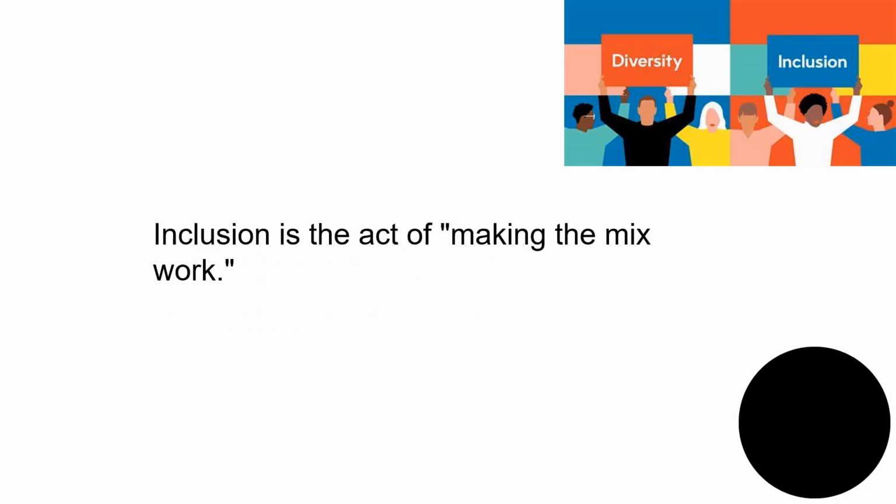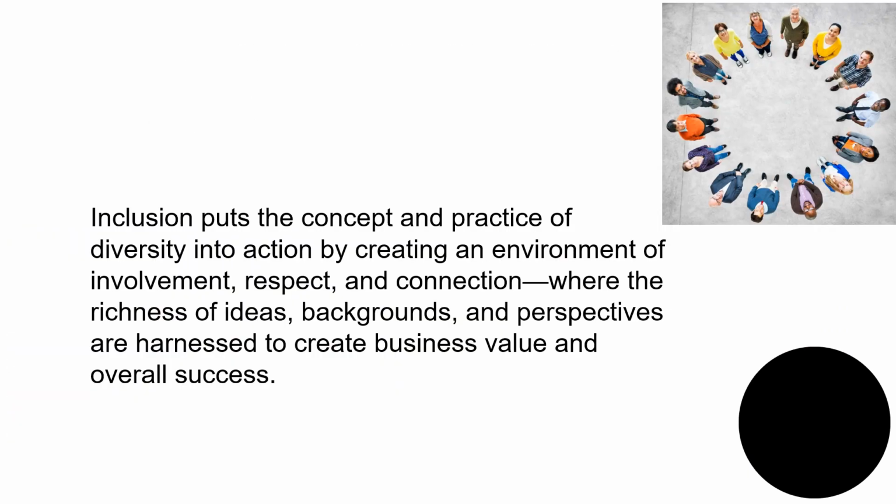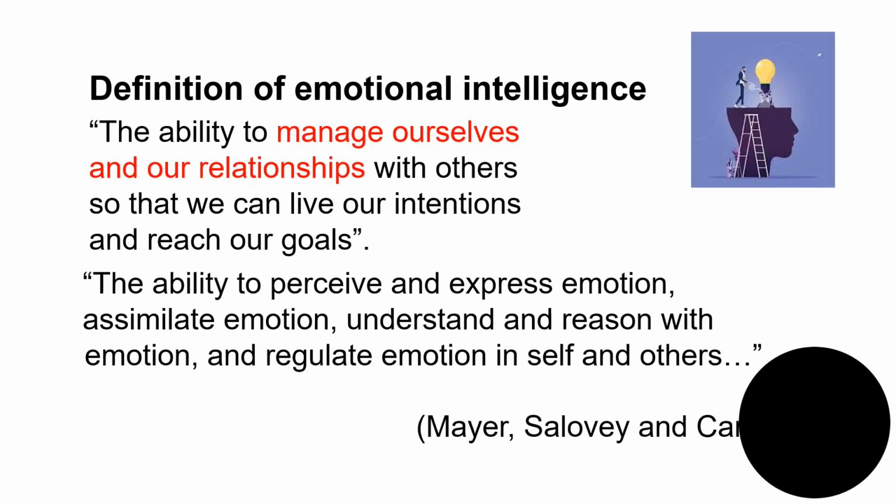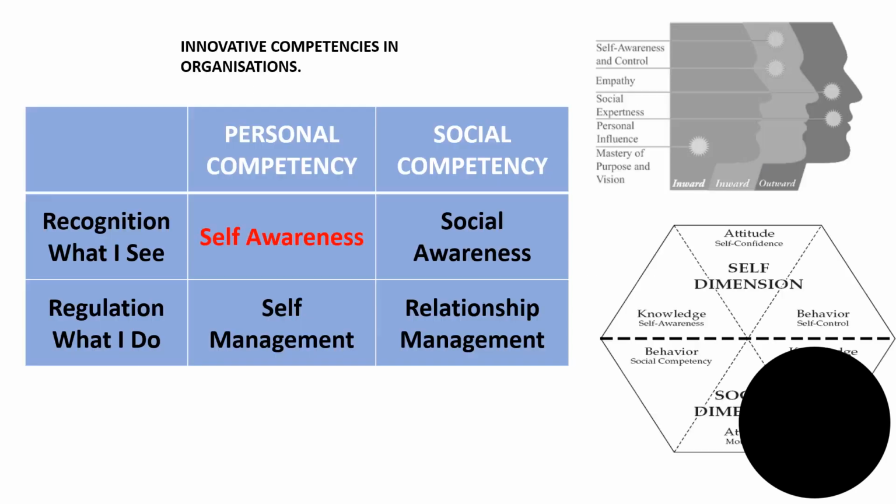So for explaining it, I will go to this slide, slide 14. The solutions come from emotion. My aim for this second part of the video is explaining emotional intelligence. What is emotional intelligence? It is how we understand and manage ourselves and our relationships, and self-awareness consists of a personal competence, and it has to do with recognition, what I see.